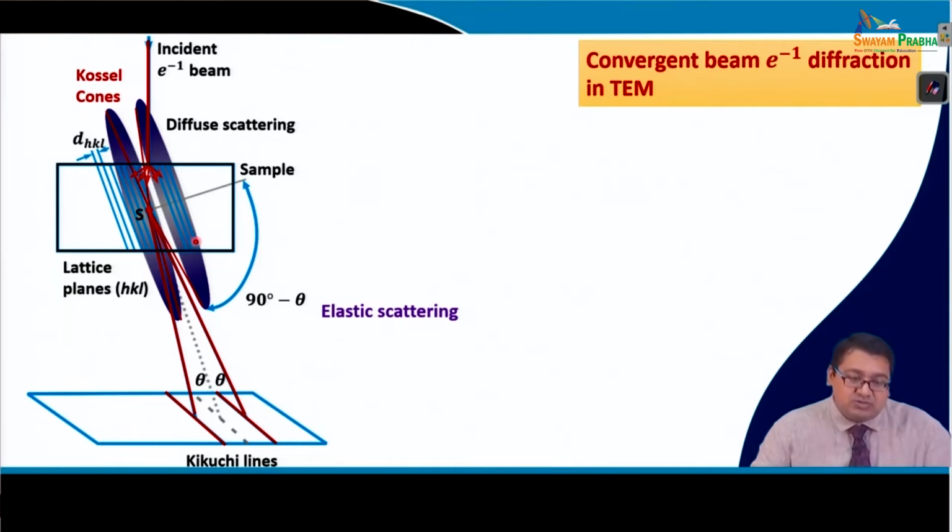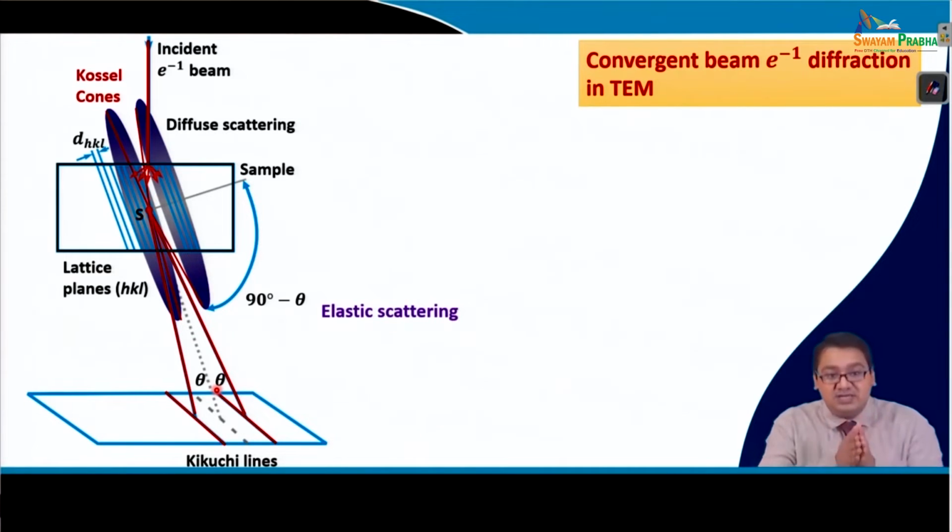Now, when these Kossel cones fall on the phosphor screen, because the angle of diffraction is so small, as the lambda is so small for an electron beam, for each and every HKL plane, the Kossel cones form straight lines like this. So, you see that in this way Kikuchi lines can be obtained from TEM using convergent beam electron diffraction.